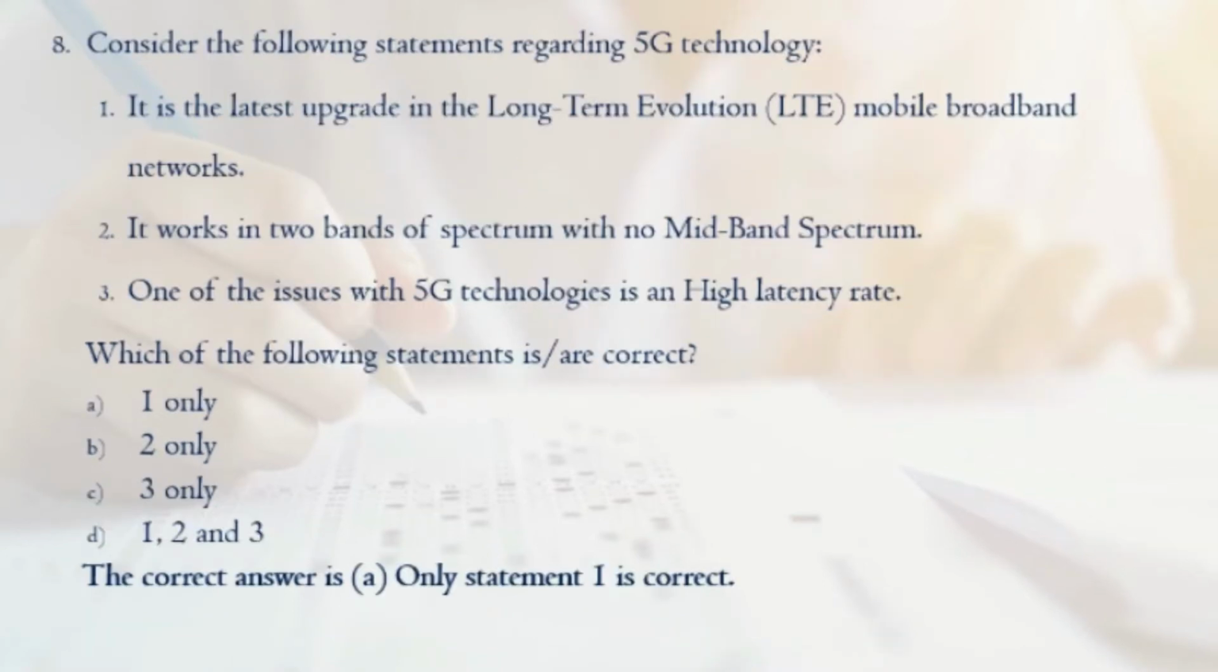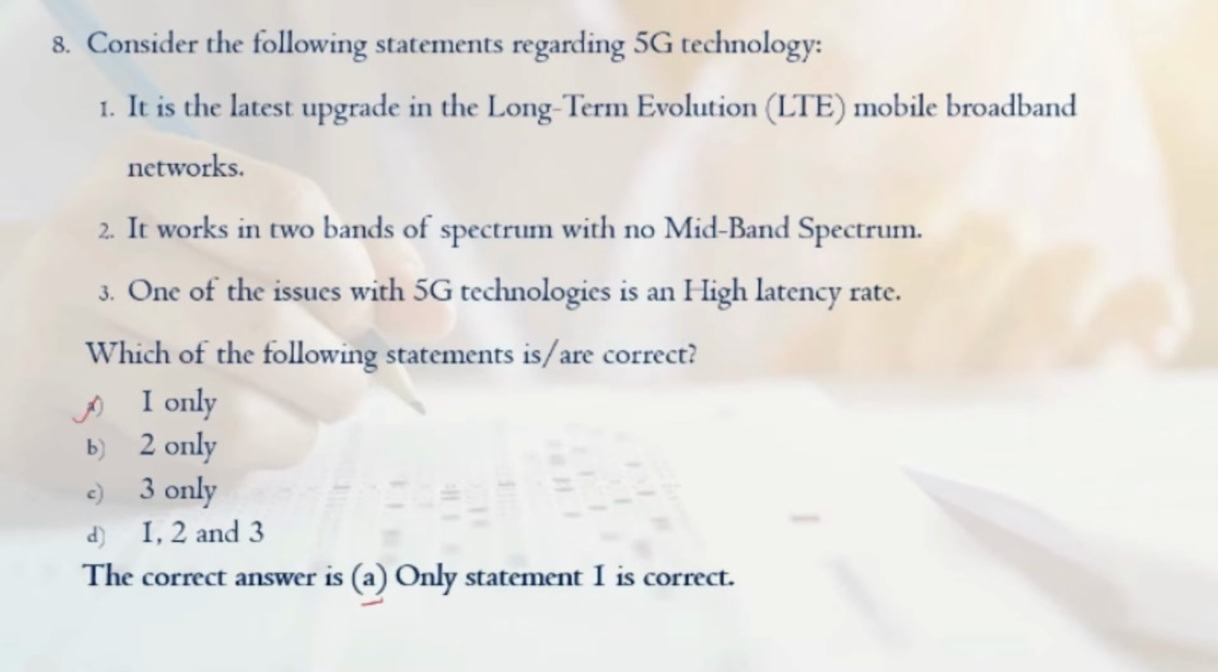Next question is, consider the following statements regarding 5G technology. First, it is the latest upgrade in the long-term evolution LTE mobile broadband networks. Second, it works in 2 bands of spectrum with no mid-band spectrum. And third, one of the issues with 5G technologies is a high latency rate. Which of the following statements are correct? A. First only, B. Second only, C. Third only, and D. First, second, and third. And the correct answer is A. Only statement 1 is correct.